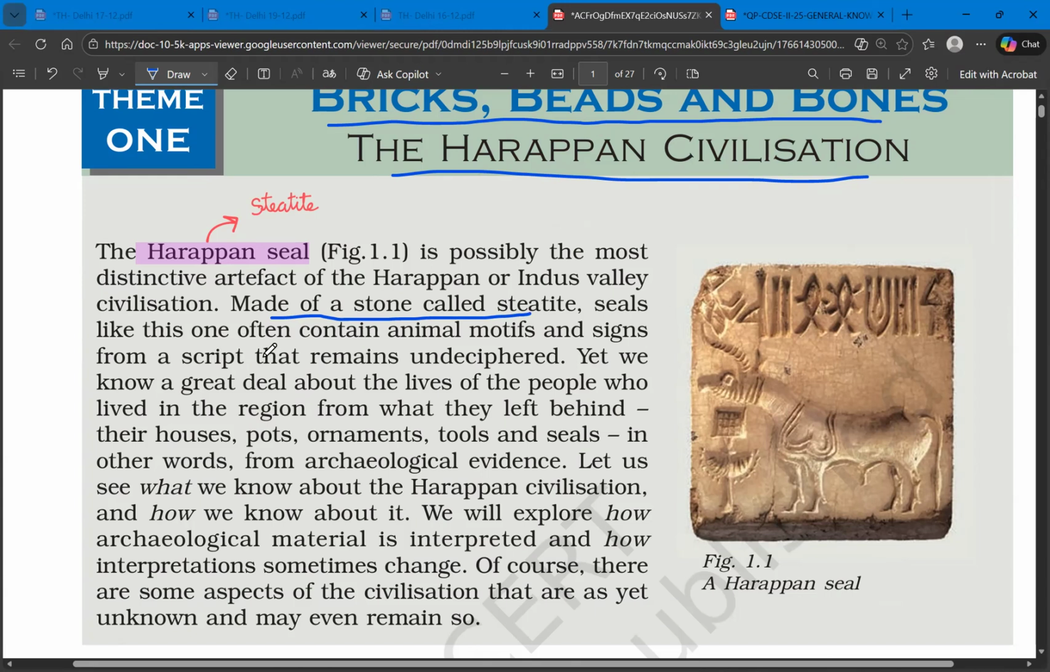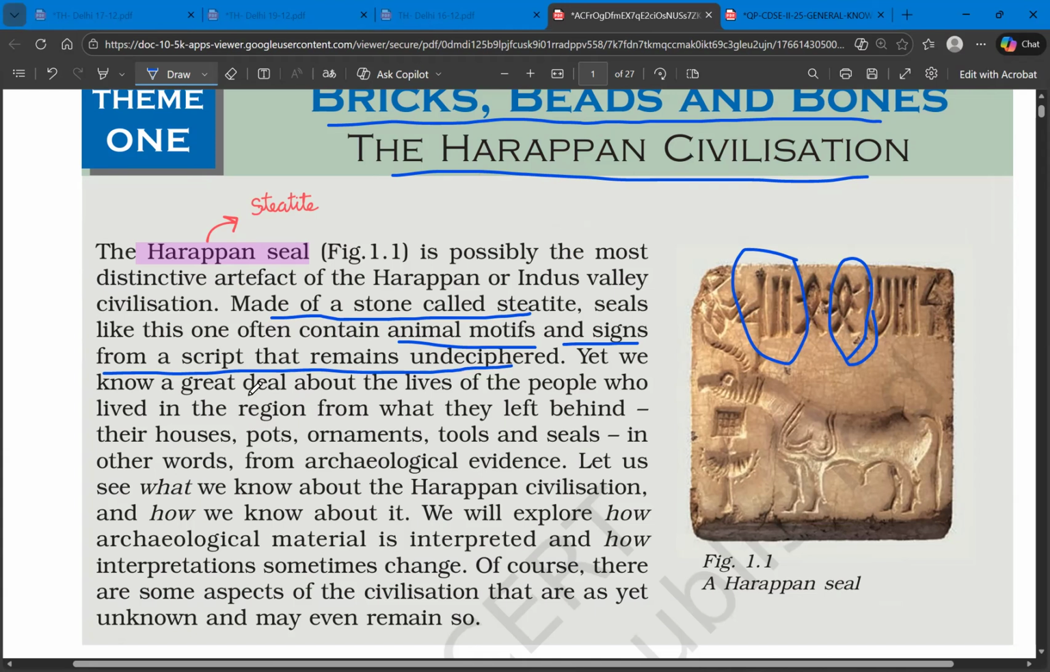Seals like this often contain animal motifs and signs from a script that remains undeciphered. We all know that the Harappan civilization has a script, and we have evidence for the script also, but the problem with the Harappan script is that it is still undeciphered. Nobody was able to understand what each sign in the Harappan script meant. So if we see here, we have all these signs, but we really do not know what they mean. That is why the Harappan script is called undeciphered.